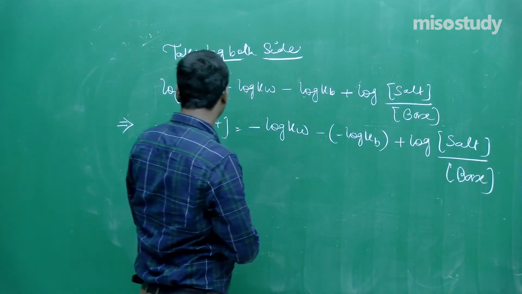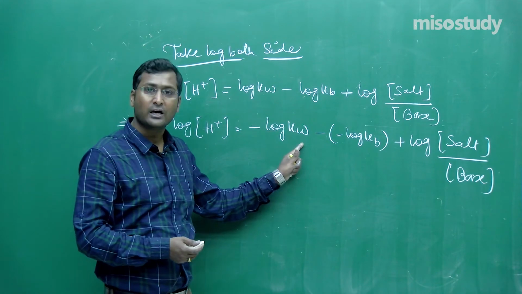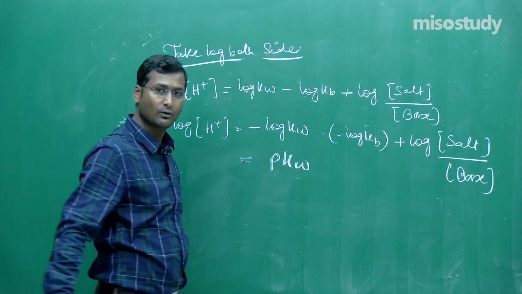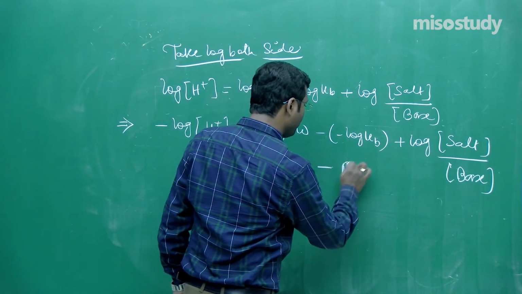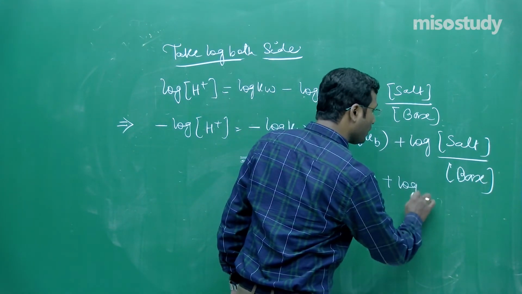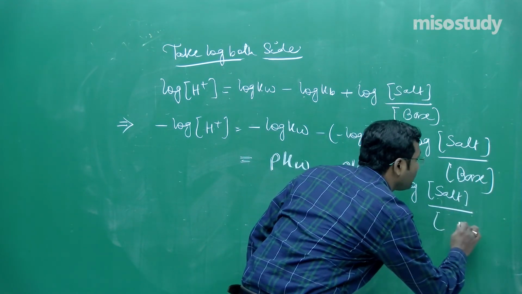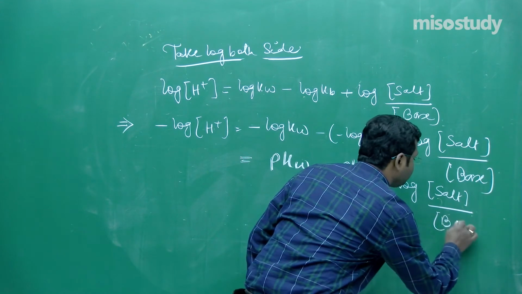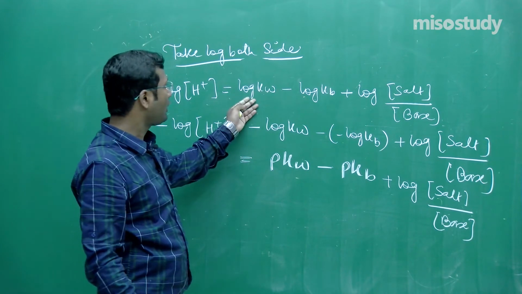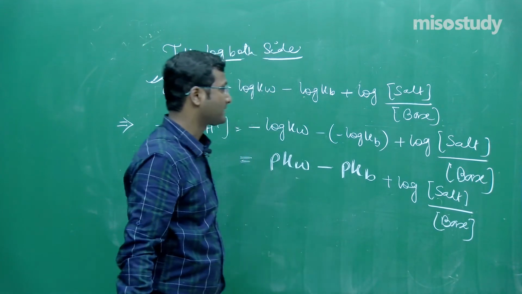Take a breath, friend. Now, what will happen? You can write minus log H plus, minus log KW, then you can write PKW. Now minus PKB. Now you can write plus log salt upon base. Is it clear to you? You can write like this: log H plus is equal to log KW minus log KB plus log salt upon base.